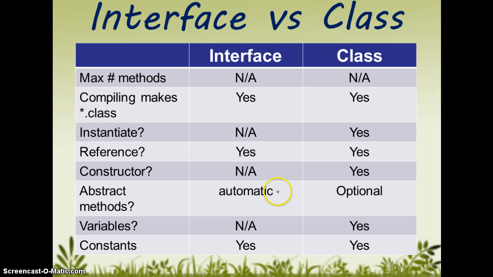Abstract methods. In an interface, they're automatic. In a class, they're optional. If the class has no abstract methods, it's not abstract. If the class has at least one abstract method, the class must be abstract. Are they allowed to have variables? An interface cannot have variables. No variables at all. Abstract class, yes, but interface, no. And any class can have variables. Can it have constants? The interface actually can have a constant. So long as you have that final in your declaration, you're allowed to put that inside an interface.